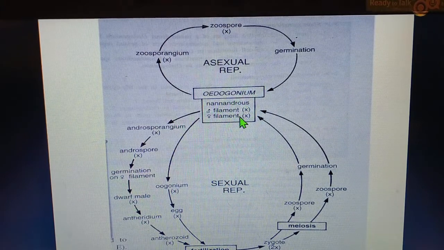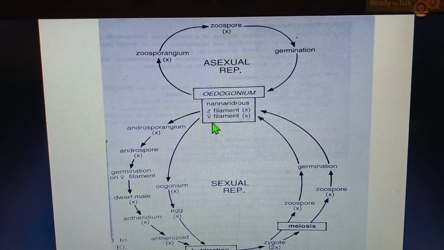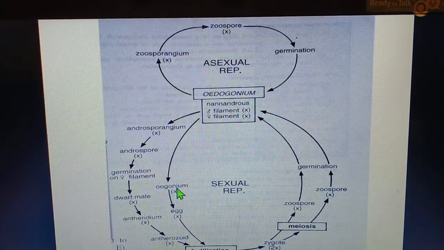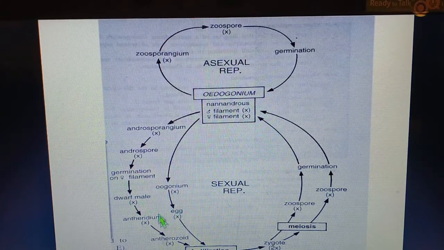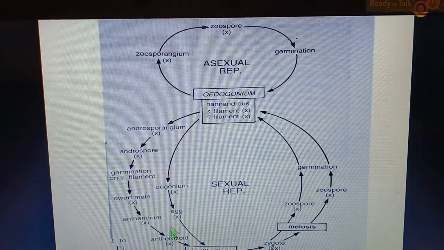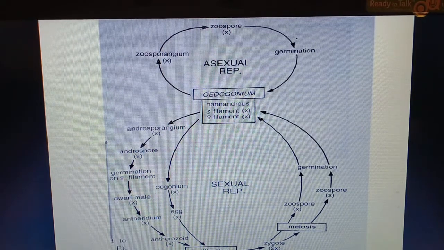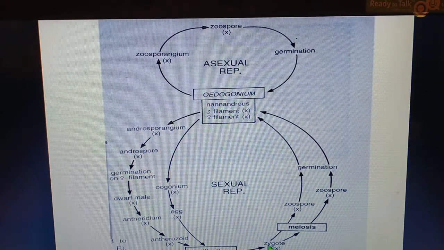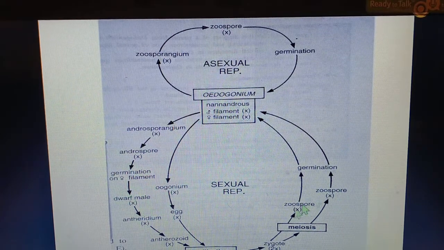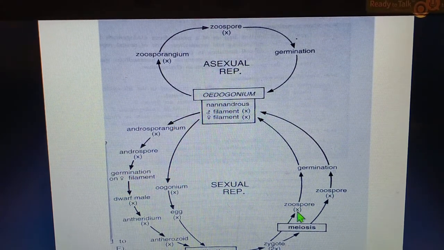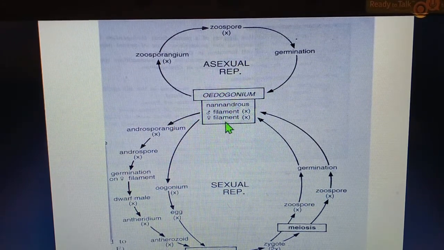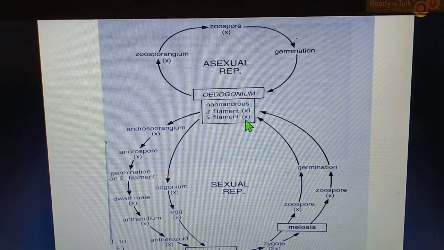And in case of the female filament, it's the same thing as in Macrandrous, where the filament will act as the Oogonium and will give rise to the egg nucleus, that is the female gamete. When these two haploid gametes fuse together during fertilization, they will give rise to a diploid zygote. And again, they will undergo meiosis to give rise to haploid zoospores, one from the male and one from the female. So these zoospores, upon germination, will give rise to the male and the female filaments.